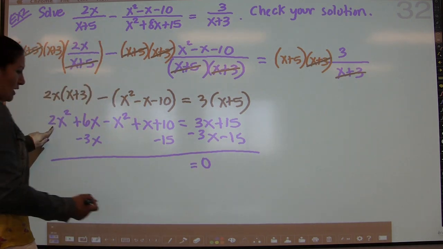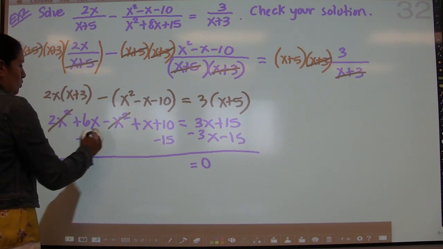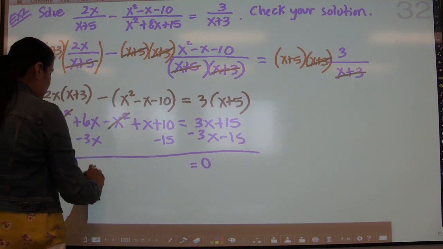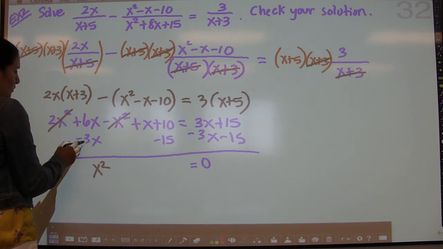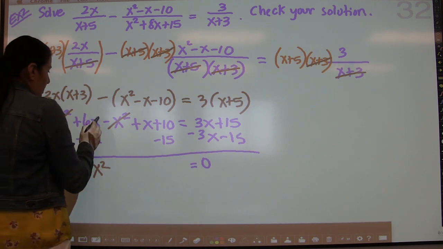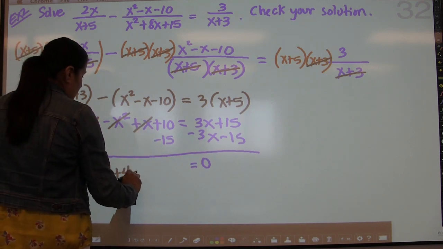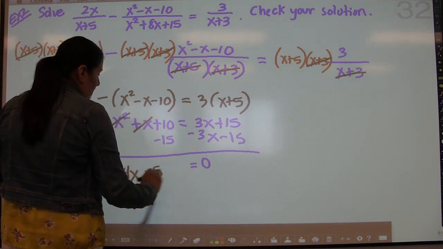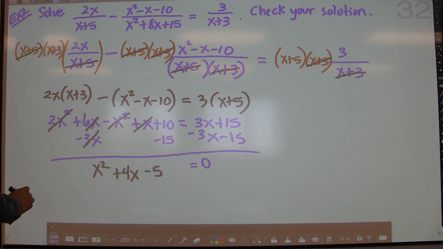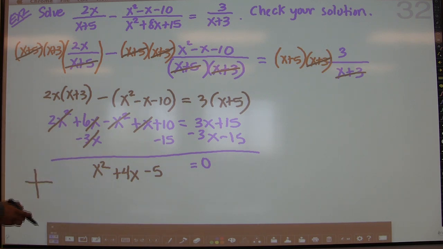So we have 2x squared here. 2x squared minus 1x squared is going to give you just x squared. Then we have 6x minus 3x, which is 3x, and then 3x plus this x is going to be 4x. And then we have 10 minus 15, which gives us a negative 5, equal to 0. And at this point, we can try to factor our quadratic. And if it doesn't factor, you can always use the quadratic formula to solve. But I do believe that this will factor.